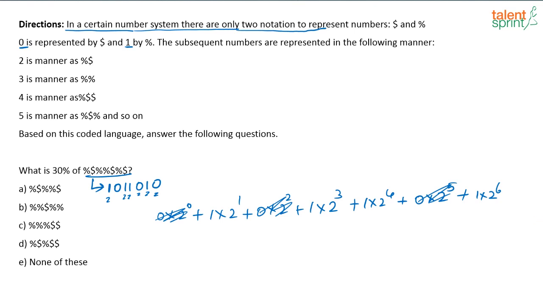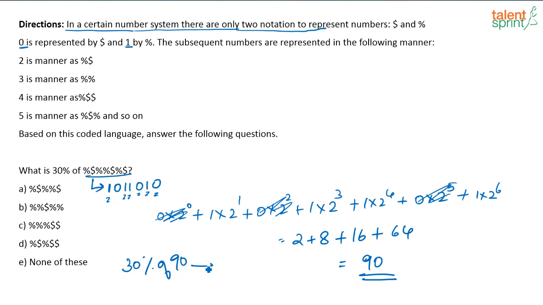With practice you will be able to do this, but I am explaining it here for the first time to all of you, so I am writing down all the steps. So you will have 2 plus 2 cube, which is 8, 2 to the power 4, which is 16, and 2 to the power 6, which is 64. So what will you get here? 64 plus 16, 80. 80 plus 10, 90. So what is it that you have to find out? You have to find out what is 30% of 90. 9 3s are 27. 27 is the answer that you are looking for.